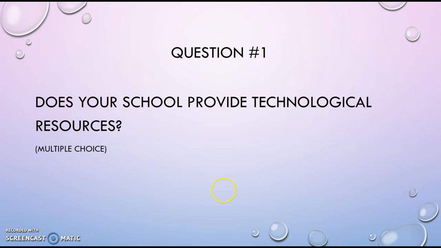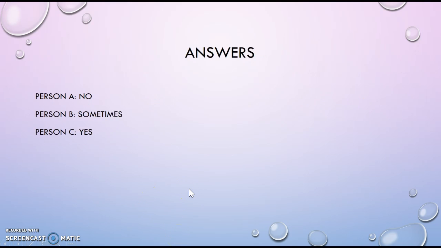So question 1 is, does your school provide technological resources? This one's a multiple choice where I gave the options of yes, no, and sometimes. As you can see, each answer was chosen. Person A said no, person B said sometimes, person C said yes.